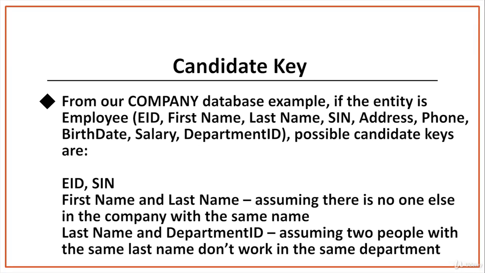From our company database example, if the entity is employee: EID, first name, last name, SIN, address, phone, birth date, salary, department ID. Possible candidate keys are EID, SIN, first name and last name, assuming there is no one else in the company with the same name. Last name and department ID, assuming two people with the same last name don't work in the same department.